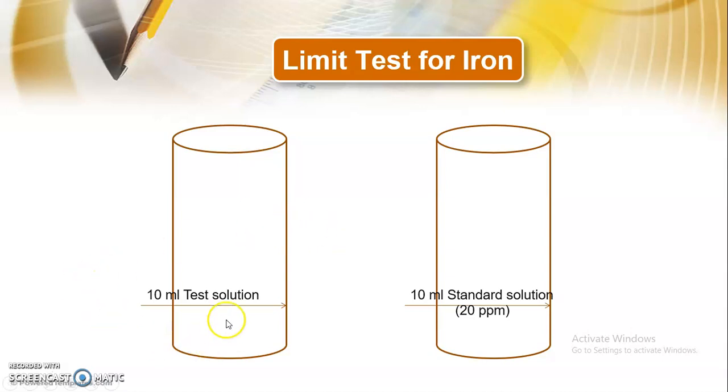So here we are going to take 10 ml of test solution. Test solution means whatever the sample is. Suppose we are going to perform the limit test for NaCl. So we have to use the specific procedure provided in the individual monograph of that particular sodium chloride, and we have to dissolve that sodium chloride sample in, for example, water. Then 10 ml of test solution. Similarly, we have seen the procedure of how to prepare the standard solution, so we take 10 ml of standard solution.